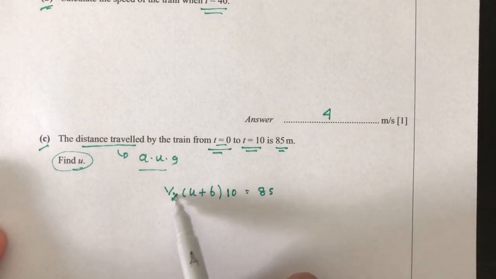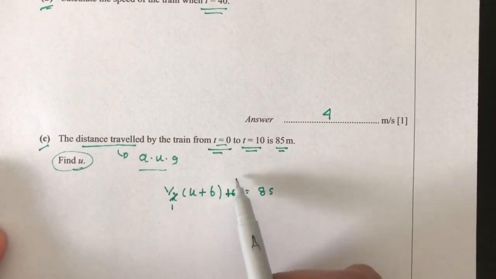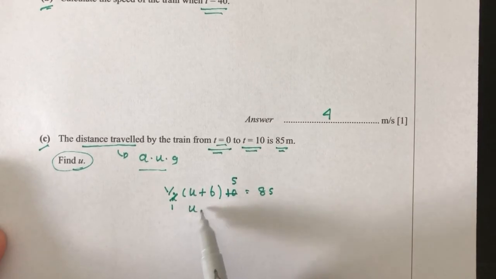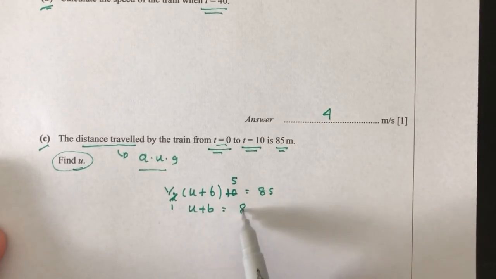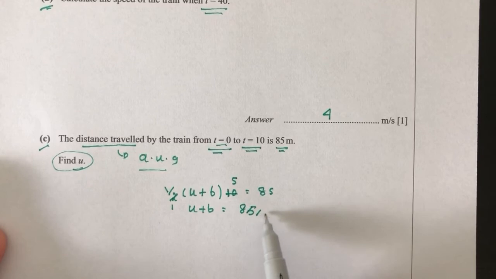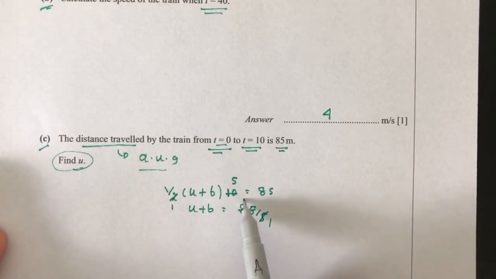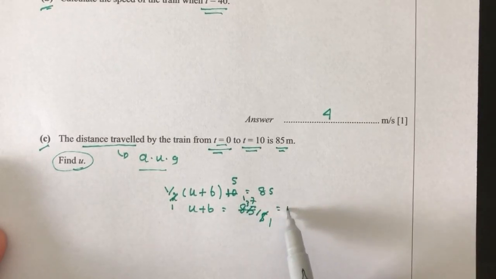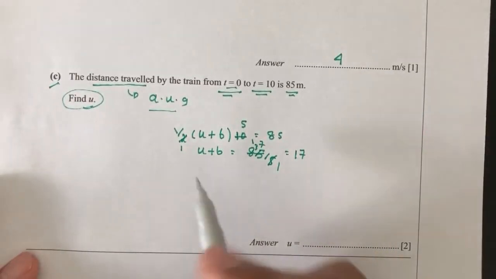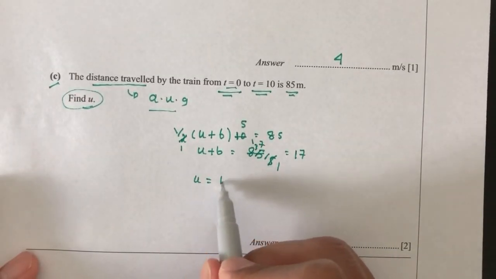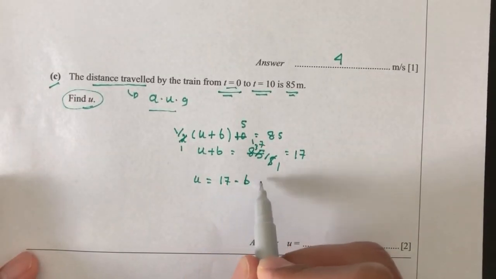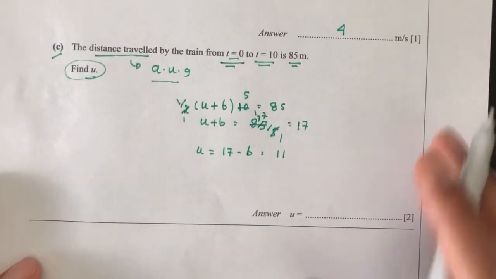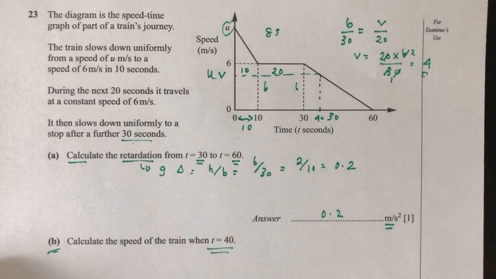So divide by 2, have 1. This will be 5. So u plus 6 will be 85 divided by 5. That will be 17. So u equals 17 minus 6. That will be 11. So the value of u will be 11 for question number 23.